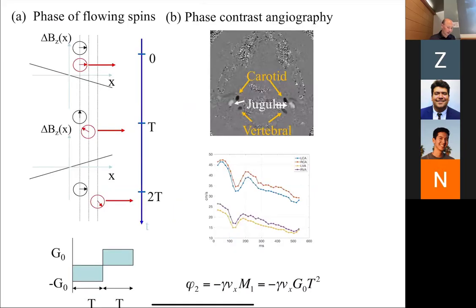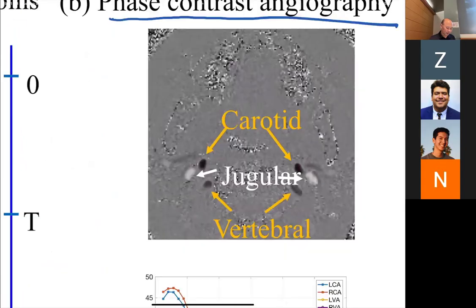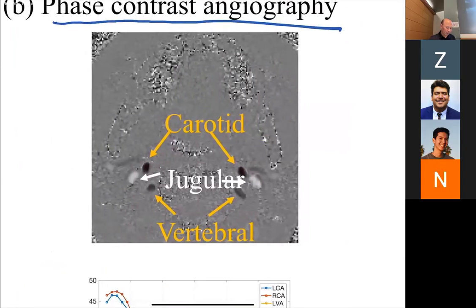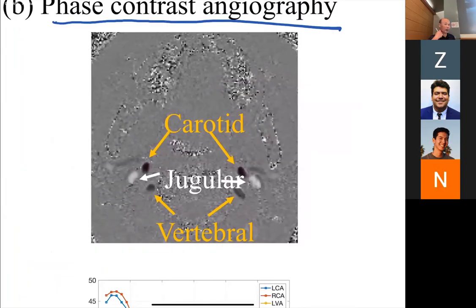So these are some examples of the phase. This is called phase contrast angiography. What we're showing here is, let's zoom in on this. This is looking through your neck. This is an axial scan through your neck, and what we're looking at is the phase of the carotids. This is one carotid and another carotid. And you're also looking at the jugulars, right?